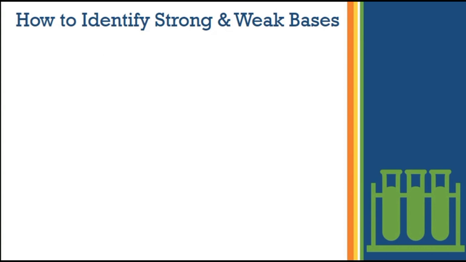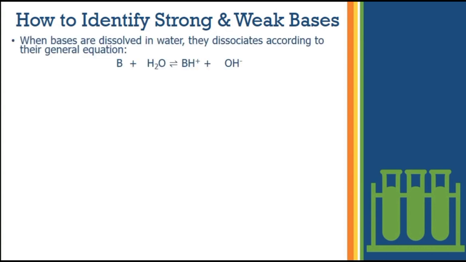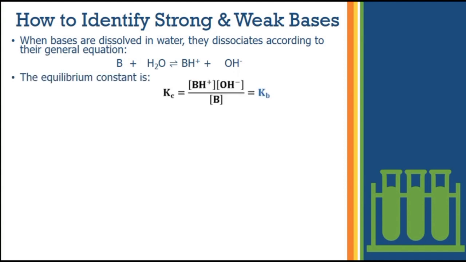What about strong and weak bases? Well, when bases are dissolved in water, they dissociate according to their general equation. B, standing for base, plus H2O, goes in a reversible reaction to BH+ plus OH-. Remember, it produces hydroxide ions in solution. So we take that further. What is the equilibrium constant for this?